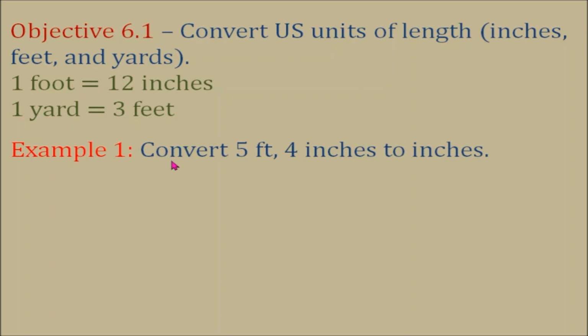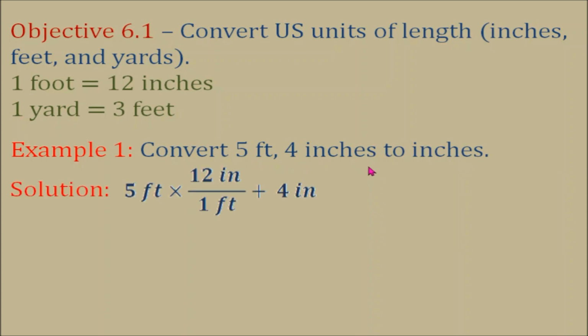Example number 1. Convert 5 feet 4 inches to inches. So for our solution here, we are going to convert 5 feet to inches, then add 4 inches. To convert 5 feet to inches, we are going to multiply it by a conversion factor where the foot is shown on the denominator. So that's 5 feet times 12 inches over 1 foot. And then we are going to add 4 inches.